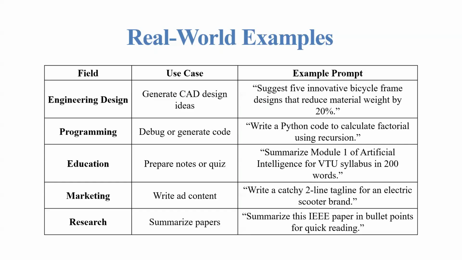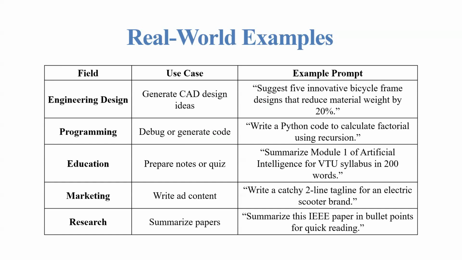Now the AI doesn't simply give a random answer. It may suggest hollow tube structures, honeycomb frame designs, carbon fiber materials, topology optimization, and truss-based frame structures. Notice something important. The prompt clearly specifies the number of ideas, the product, the objective, and the expected improvement. Because the prompt is specific, the AI generates more useful engineering ideas. This is how prompt engineering assists engineers during the design process. Next example, the next field is programming.